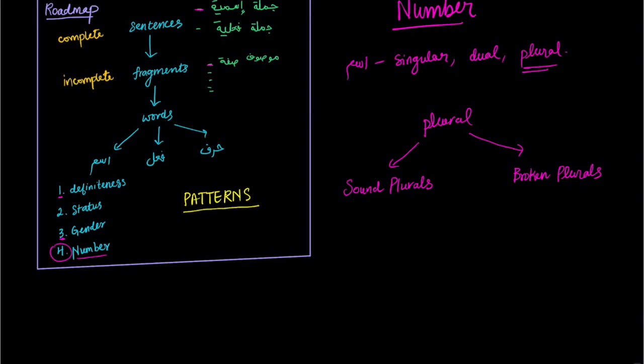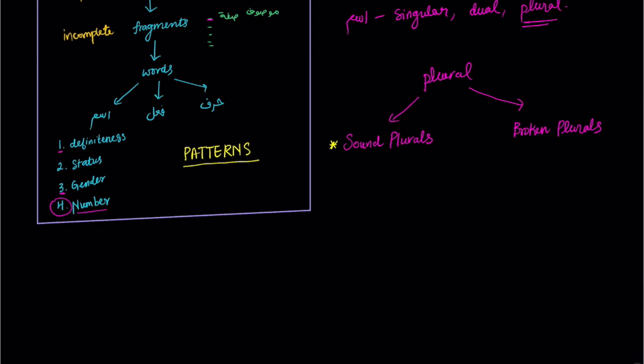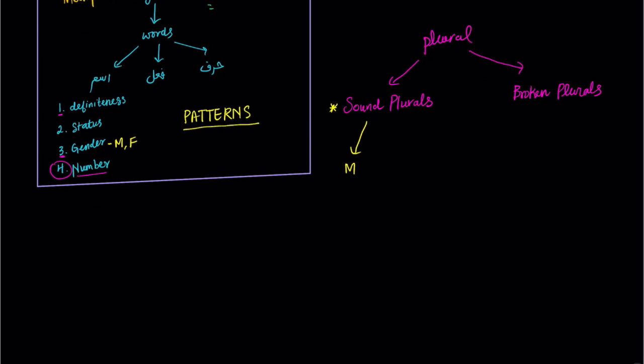Sound plurals have a very specific pattern, and when you see that pattern in an ism, you know it's a plural. So what is that pattern? The pattern is different depending if the ism is masculine or feminine. Remember, in the properties of the ism, an ism can be masculine or feminine. So if our ism is masculine, what will the plural look like? Let's look at an example.